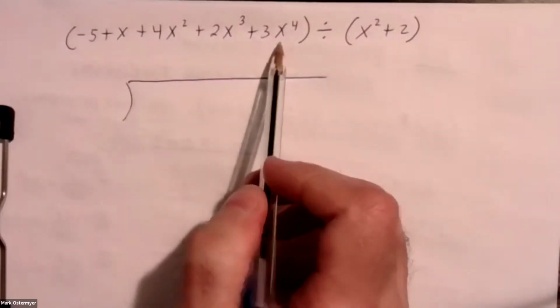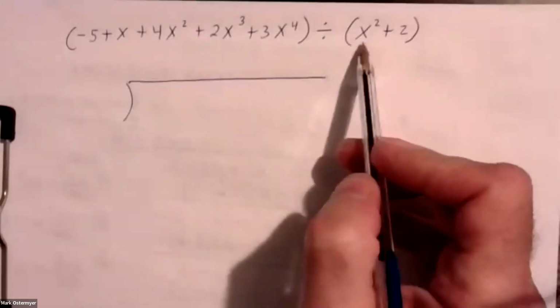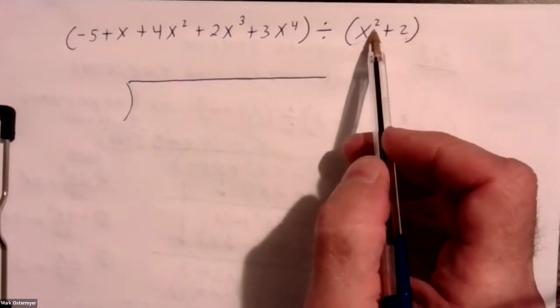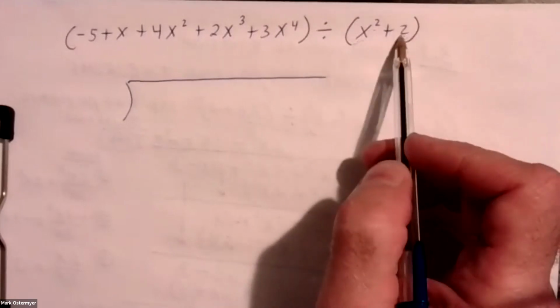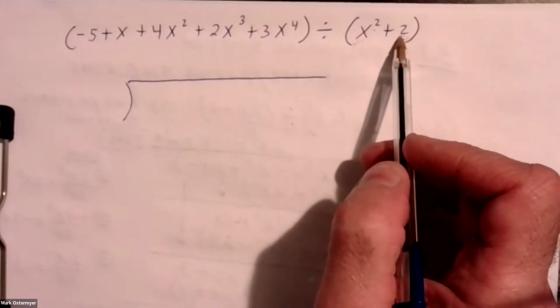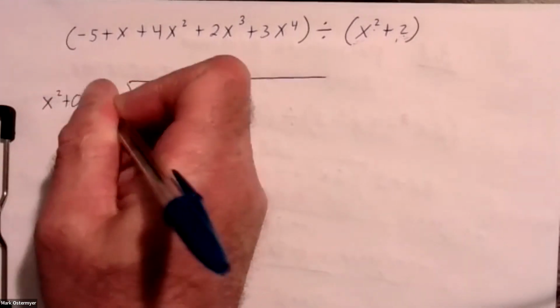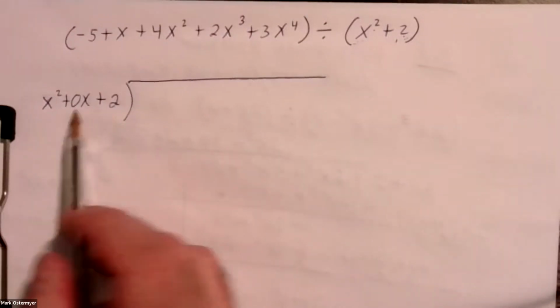This is our dividend. But we're noticing some things are not right here. First of all, my divisor is written in descending order, but notice I'm missing a power of x between my second degree term and my 0 degree term. Because of that, a placeholder is necessary to insert in the divisor. So therefore, x squared plus 0x plus 2 must be how we write our divisor. Got to have that placeholder.